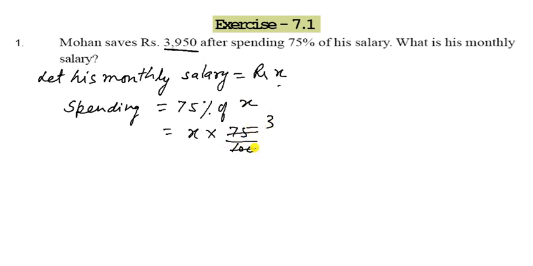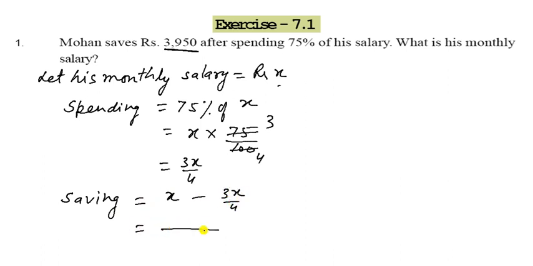So 25 3 times and 25 4 times. So we get 3x by 4. That is the spending. Now what is the saving? Saving is equal to total salary, which is X, minus 3x by 4. The LCM is 4, so it becomes 4x minus 3x, and that is x by 4. So that is the saving.